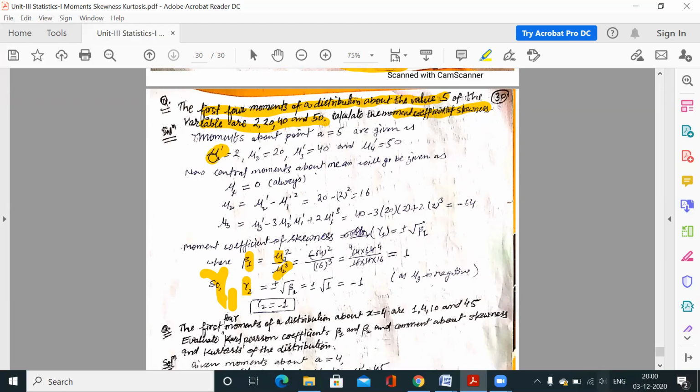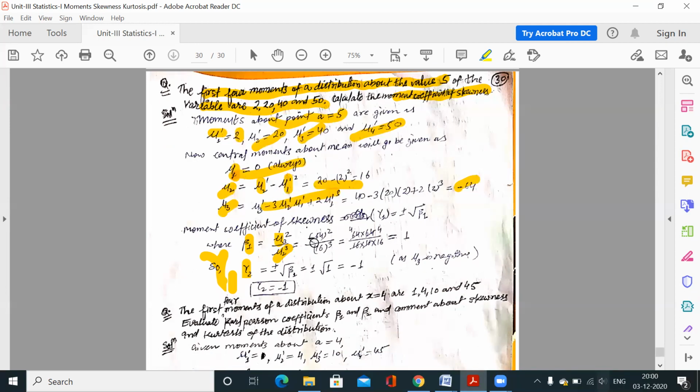So raw moments: mu1 dash is 2, mu2 dash is 20, mu3 dash is 40, and mu4 dash is 50. So the moments are about the point 5. Now because in skewness we need the central moment, we will calculate the central moments. So mu1 is always 0, mu2 is mu2 dash minus mu1 dash square, so this is 16, and mu3, after substituting values, is minus 64. So beta 1 is minus 64 square by 16 cube, so it is coming 1.